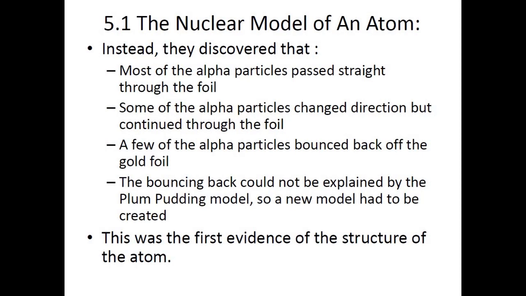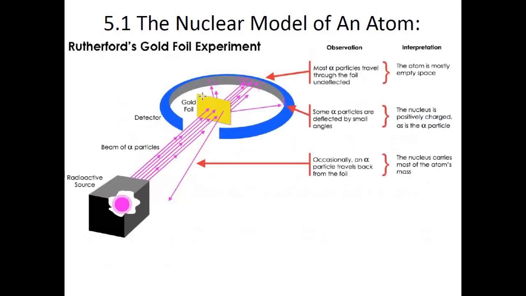This was the first ever evidence of the structure of an atom, the model of the structure that we still use till today. And what they found, this is a depiction of what they found during that experiment. There was a radioactive source and beam of alpha particles, and there was a thin gold foil, and there were detectors surrounding that thin gold foil.